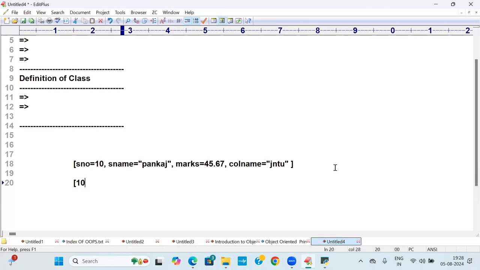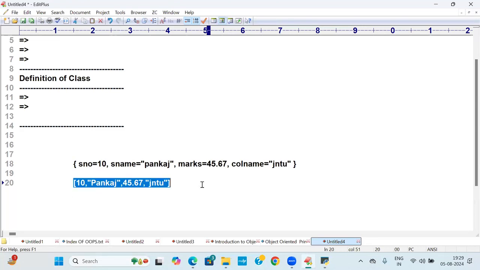List means like this: 10, comma, Pankaj, comma, 45.67, comma, and JNTU. This is called a list, I said. Am I correct or not? But I'm asking like this. Is it a list? Because you are seeing this bracket, that's why you feel it is a list. Now I'm changing my bracket. What is this? Who said? Raise your hands. Good. Wrong answer.